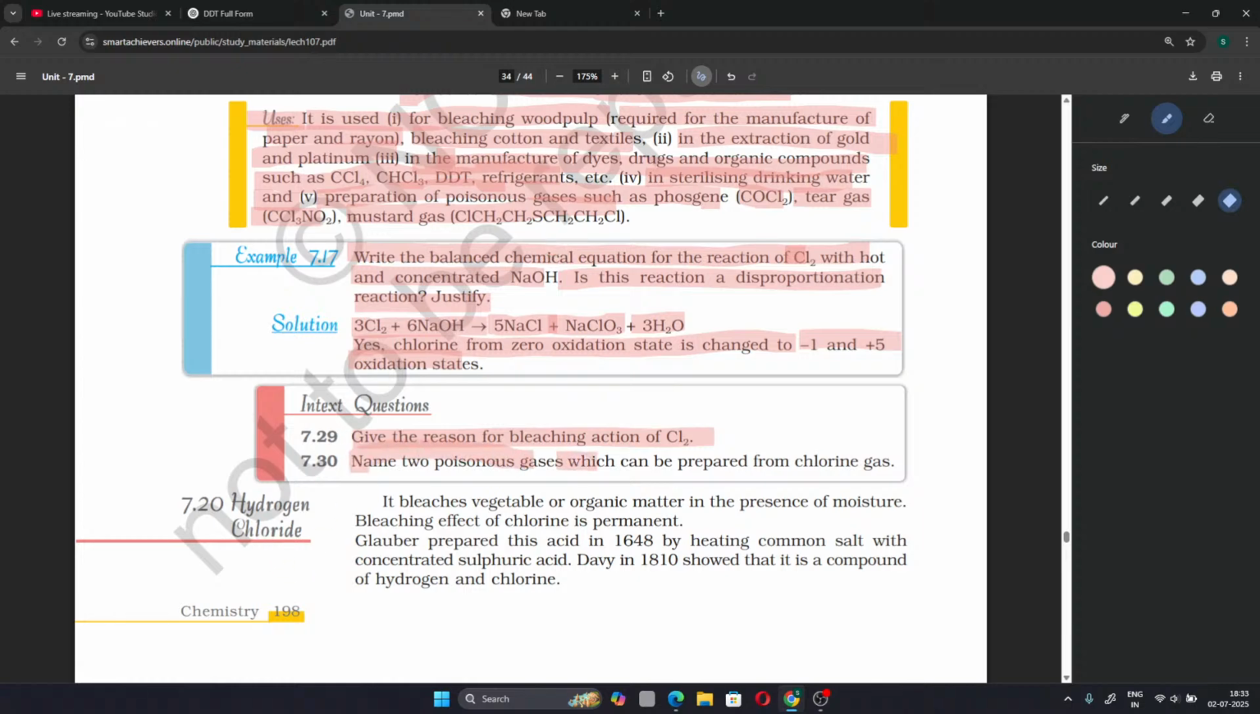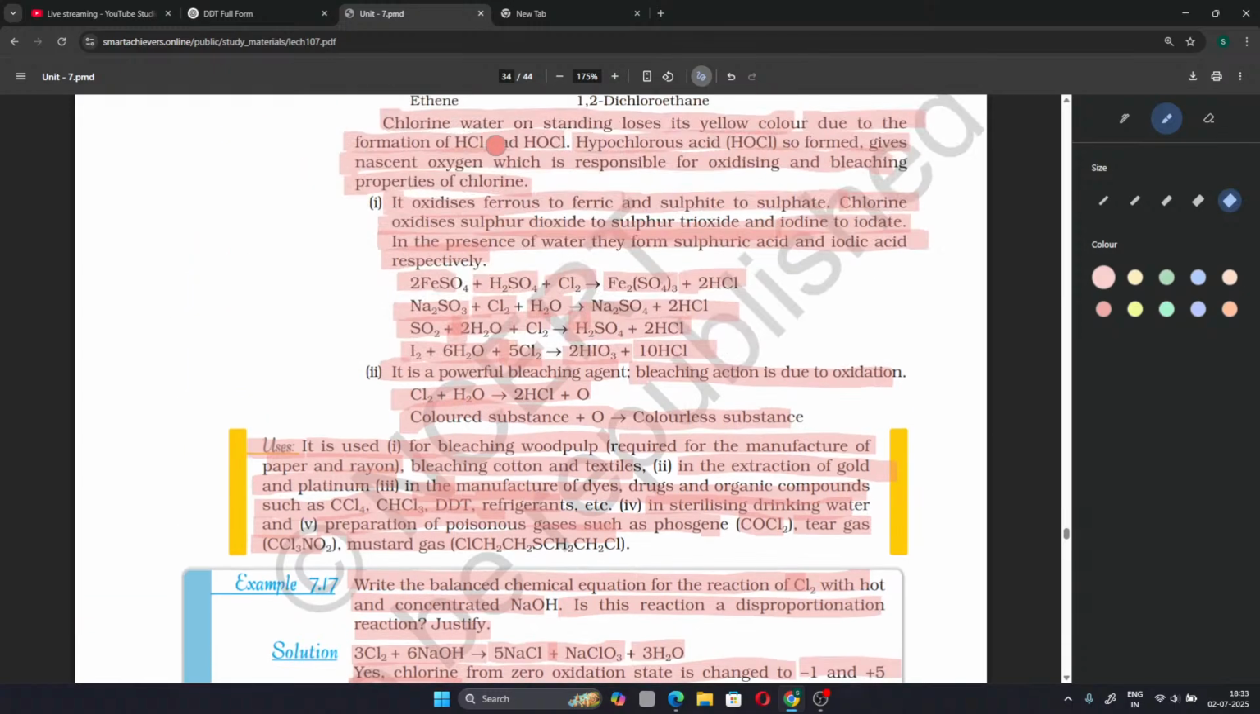Name two poisonous gases which can be prepared from chlorine. Phosgene, which we saw in the uses, COCl2, is a poisonous gas, and chlorine itself is actually a toxic suffocating gas. We can say even tear gas is produced.